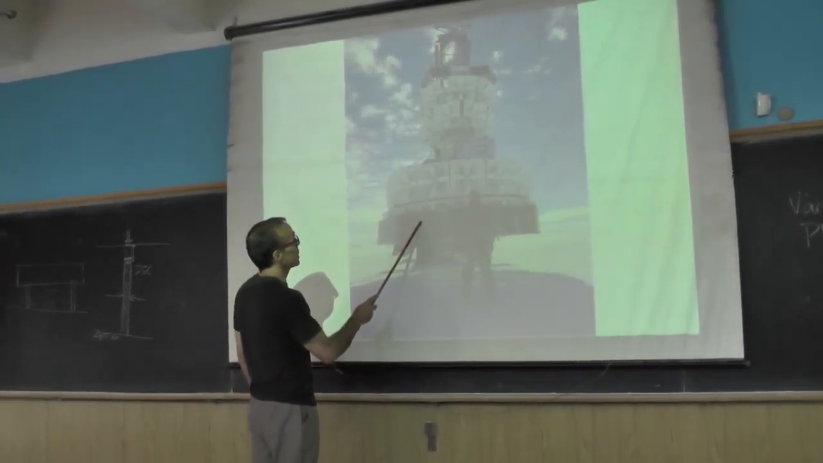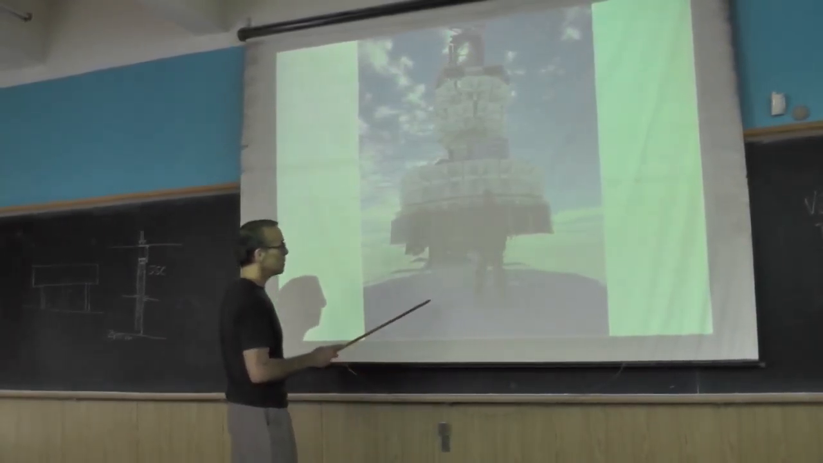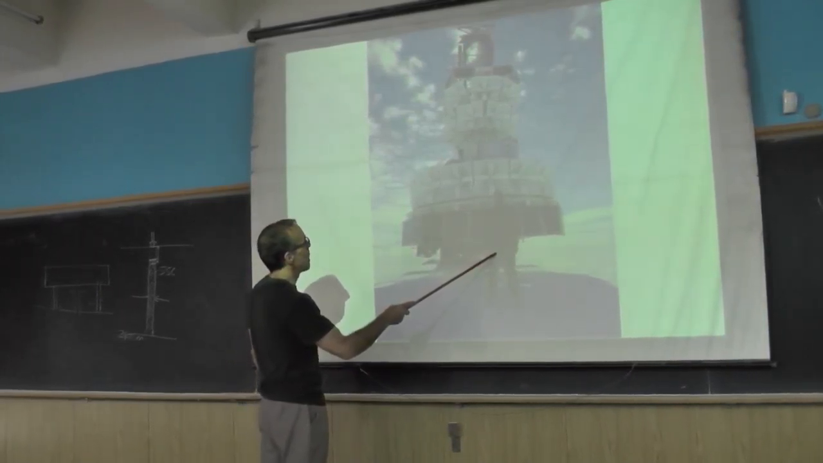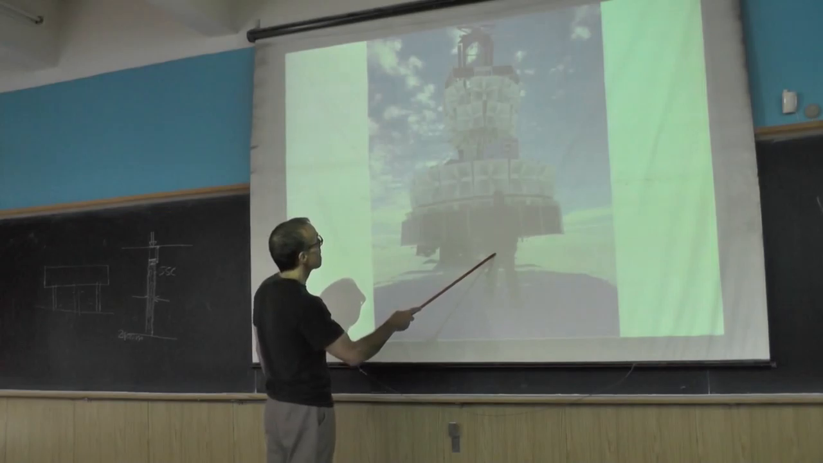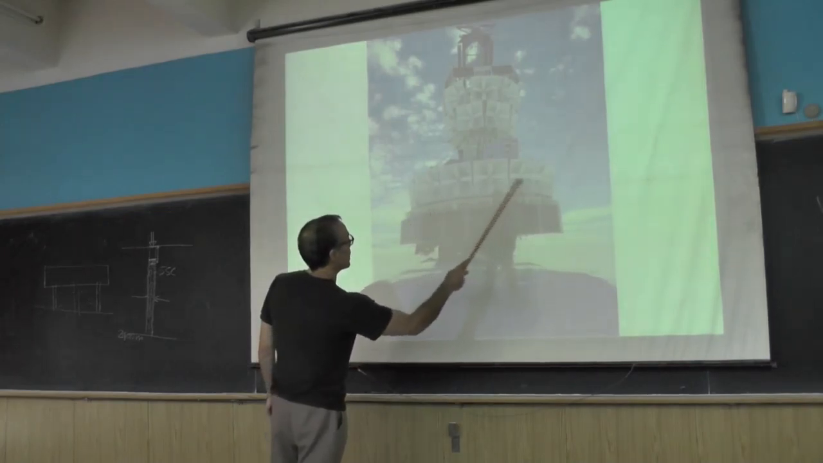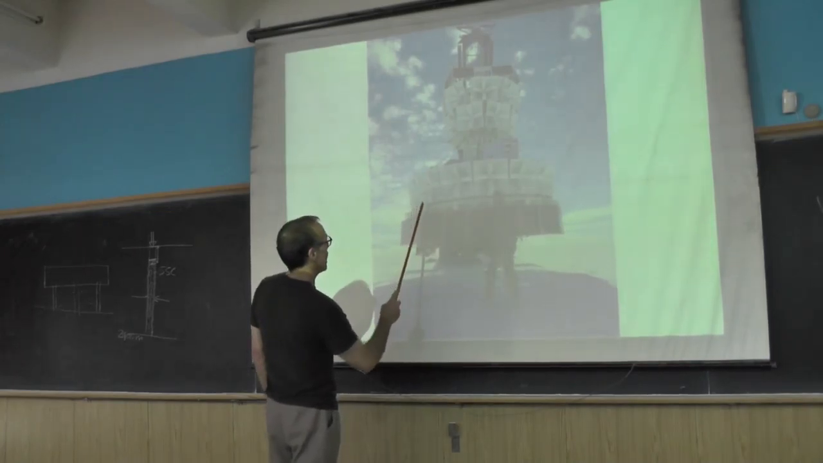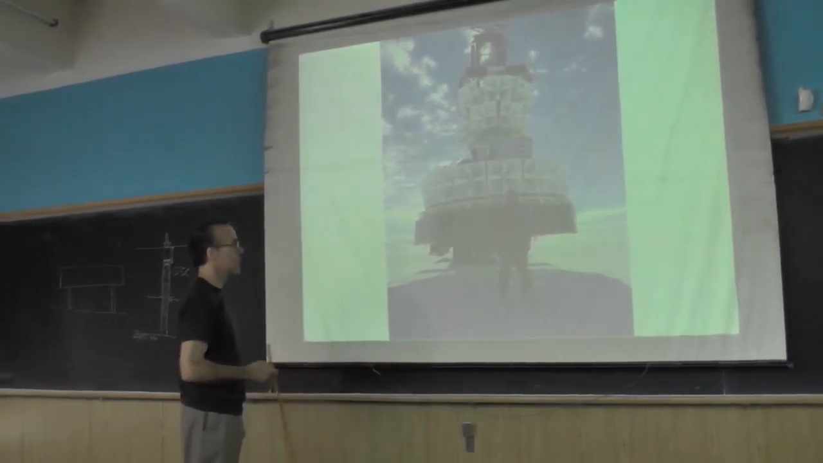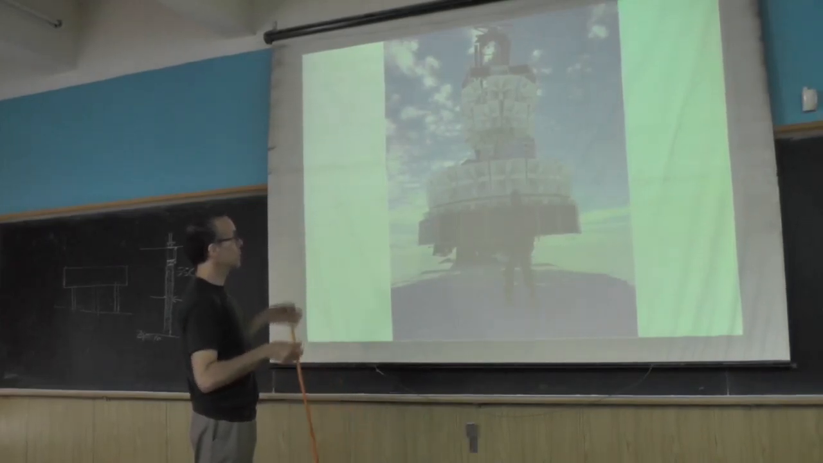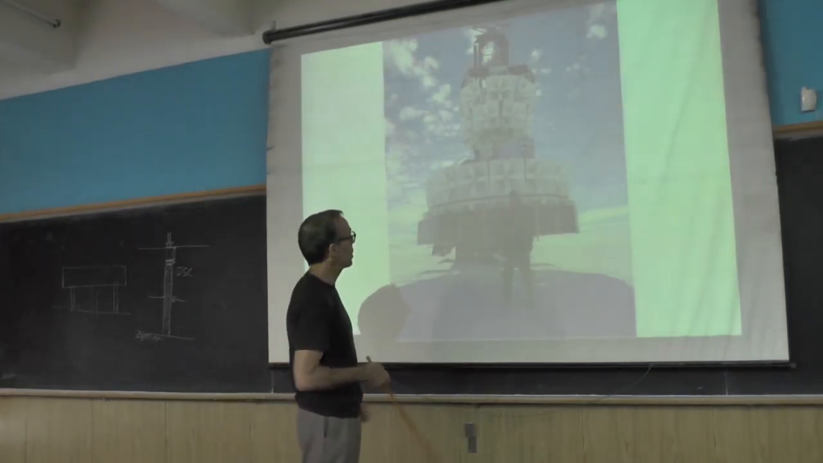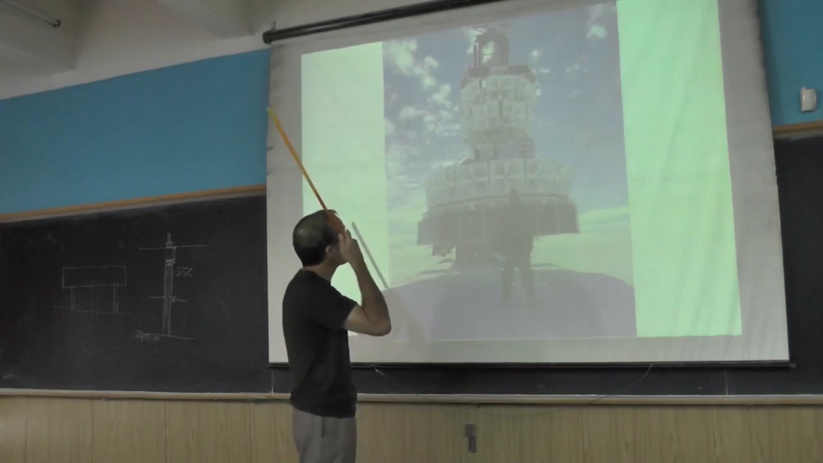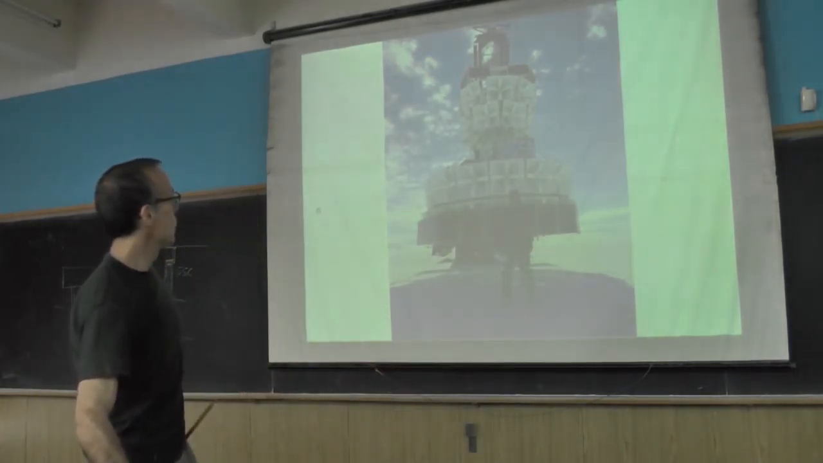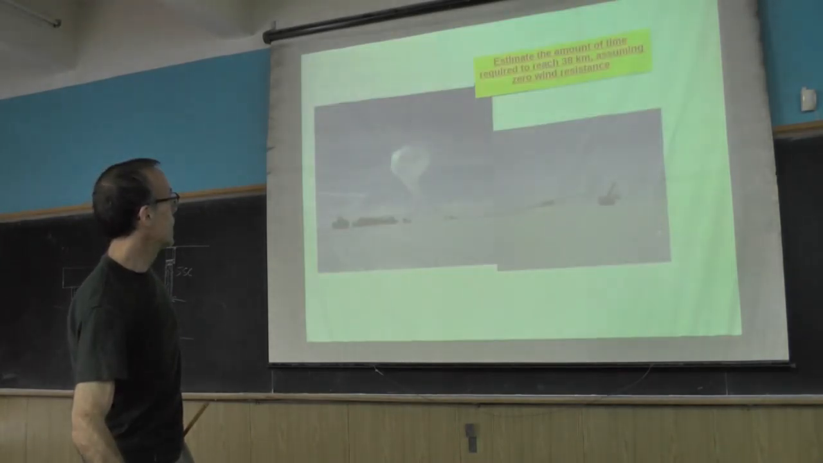This is what the Anita payload looks like. Here's my grad student Mark. This was taken, I guess, in December. And there's this array of these horn antennas. And under here are the photovoltaic solar panels, which are supplying the 500 watts or so that's being consumed by this experiment. And all the electronics are in that box.